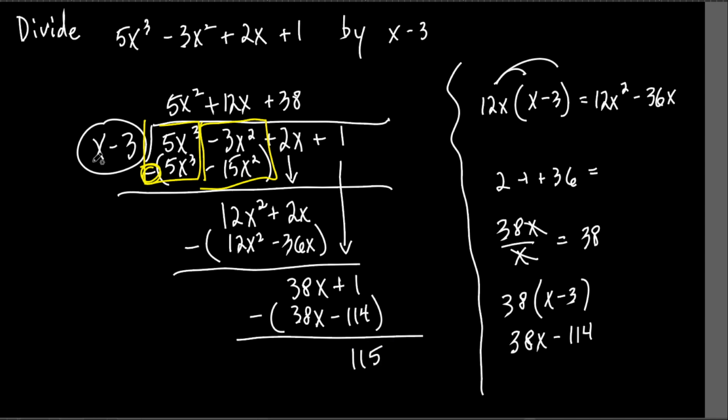So what do we get? 115. Now, does x divide into 115? No, because there's no x's in there. So guess what 115 is? That's my remainder. Okay? But we don't write r. What do we write? It's plus. See, this is a positive 115. So we put plus. It's not over x squared. It's over x minus 3. And that ugly looking thing right there is our answer.